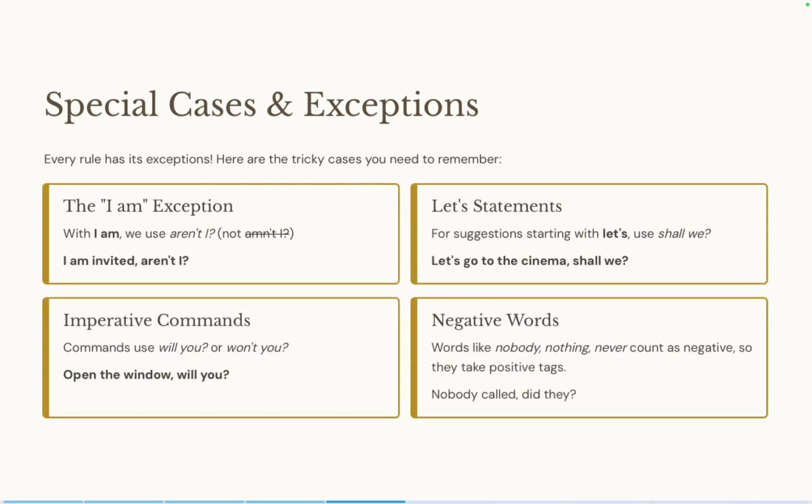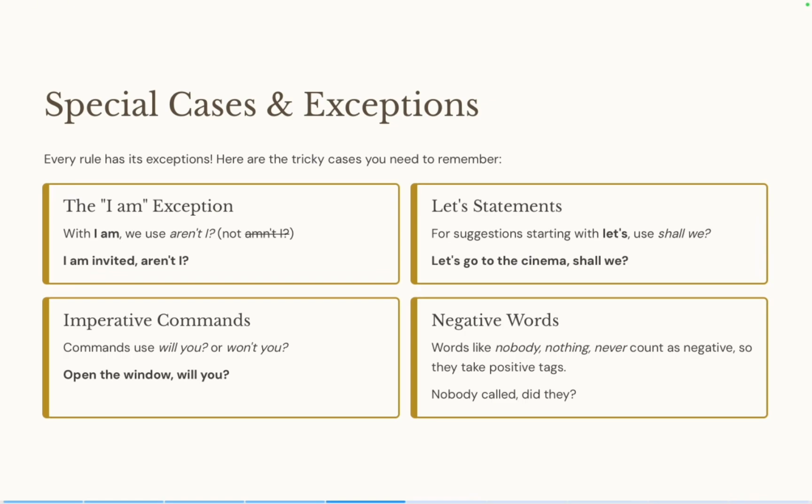There are some special cases and exceptions. Every rule has its exceptions. Here are the tricky cases you need to remember. The I am exception: with I am, we use aren't I, not am I not. For example, I am invited, aren't I?